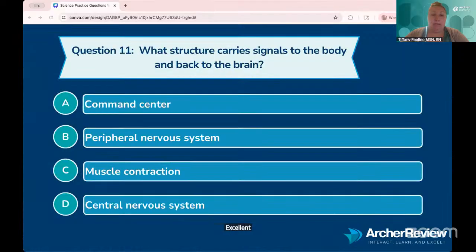Excellent. Last one in the anatomy category. What structure carries signals from the body and back to the brain? What structure carries signals to the body and back to the brain? So to the body and back to the brain. What signals out and back in? So command center, peripheral nervous system, muscle contraction, or central nervous system? Which one? So to the body and then back to the brain.